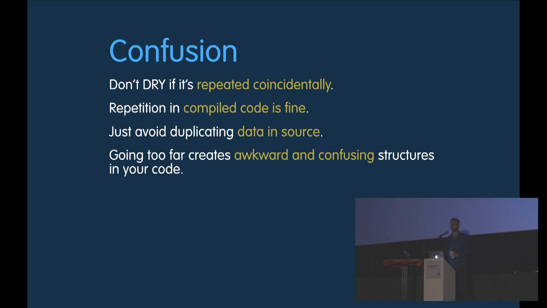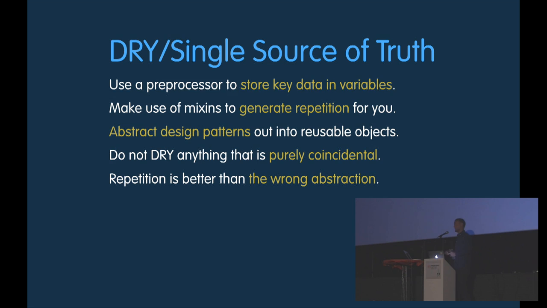So to wrap the first one up, use a preprocessor to DRY things out, the simplest bit of advice. Use mixins to repeat lengthy bits of CSS, multiple declarations. The move towards design libraries, style guides, object-oriented CSS means that we can actually DRY out our visual components. We can actually reuse bits of UI. Don't DRY anything that is purely coincidental.